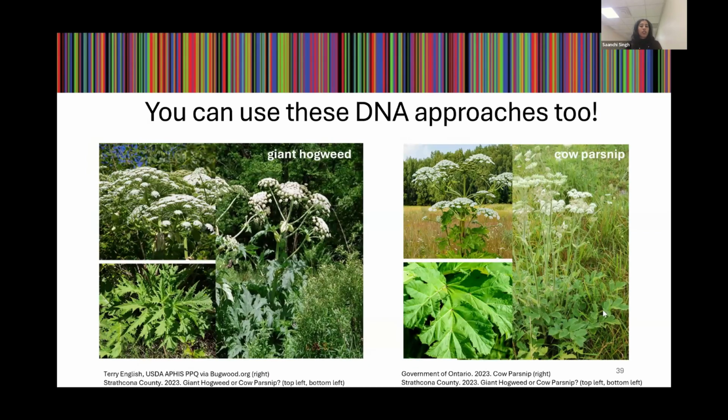You could also use these approaches to distinguish between giant hogweed and cow parsnip, where one of the main visual differences is the size. As the name suggests, giant hogweed is extremely tall, especially in comparison to cow parsnip. By the time these species mature and reach that distinguishing height, populations have started to establish. So DNA approaches can be applied during the earlier life stages, where it's harder to distinguish the species.